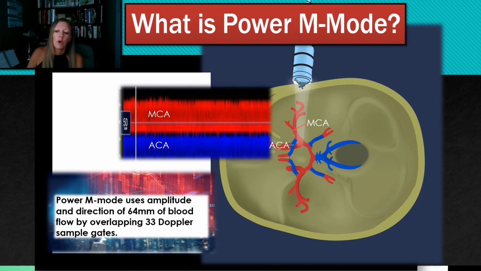So hats off to Mark Moehring for this great addition to TCD. This is providing much more information that is available to us when we're scanning. We can see blood flow from 64 millimeters. This huge range of red is the blood flow coming towards the probe, and blue is the blood flow going away from the probe. With previous information of one depth at a time, this was a huge improvement to transcranial Doppler.